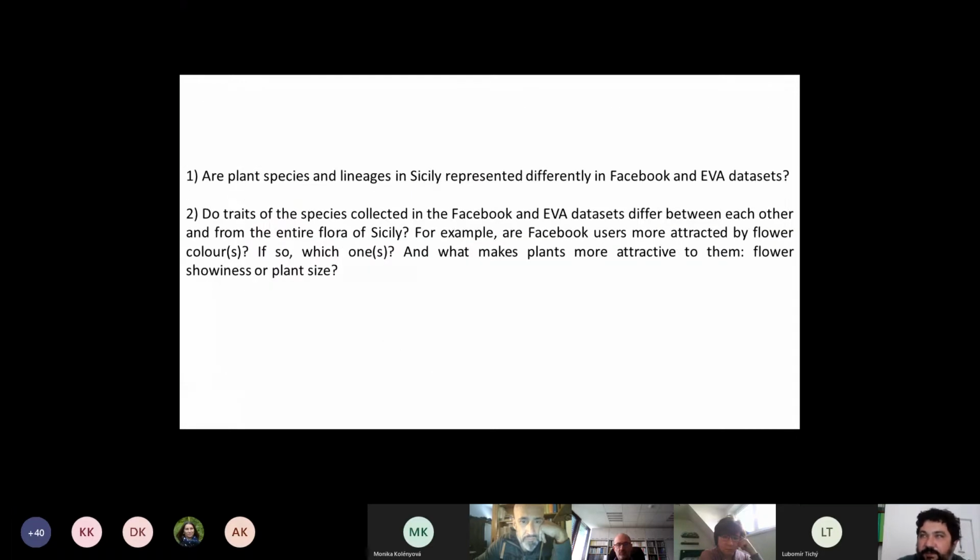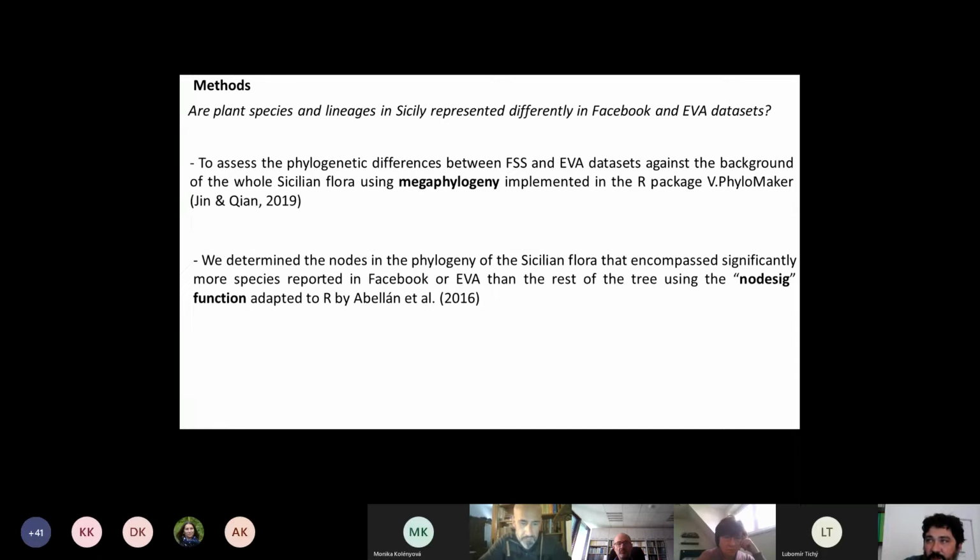So first of all we addressed two questions. The first question was: are plant species and lineages in Sicily represented differently in the Facebook and EVA datasets? And the second question was: do traits of the species collected in the Facebook and EVA datasets differ from the entire flora of Sicily? To respond to the first question, we used two tools implemented in R, the megaphylogeny and the nodesig function.